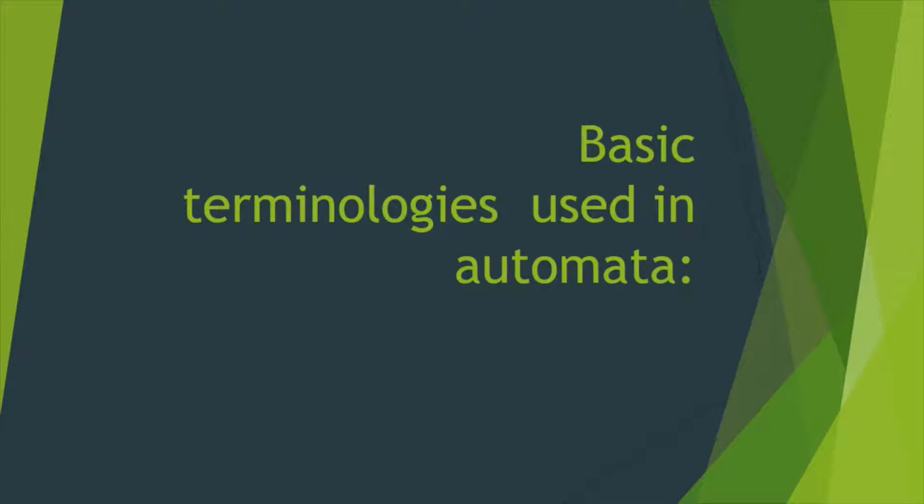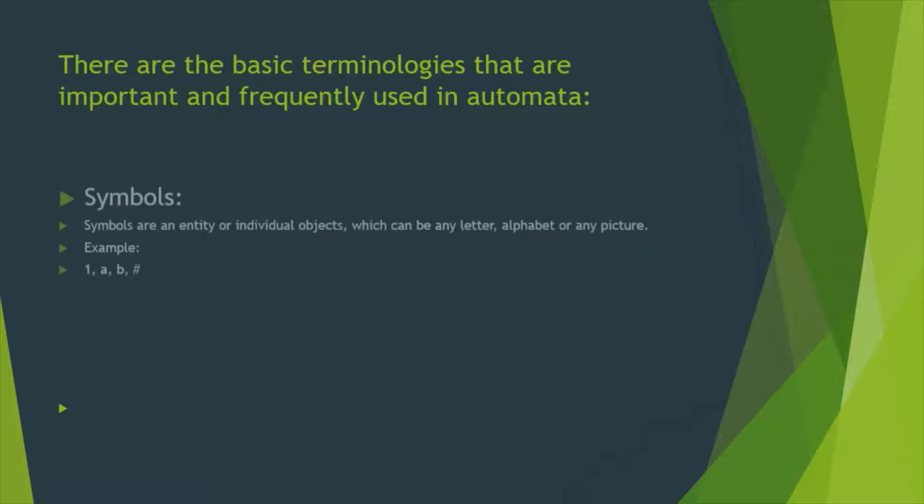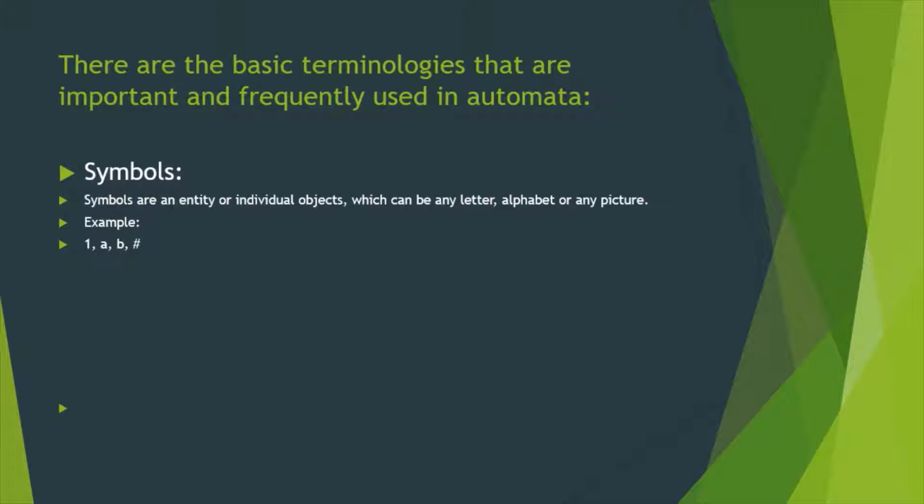Hello everyone, in this presentation I will cover all the basic terminologies which are used in finite automata. The following are the basic terminologies that are important and frequently used in finite automata. The first entity is the symbol. Symbols are basically individual objects which can be any letter, alphabet or any picture. Right here I have taken the example of small a, small b, hash and 1.